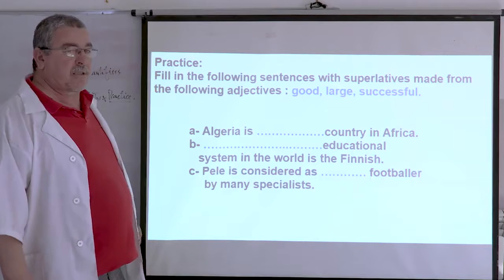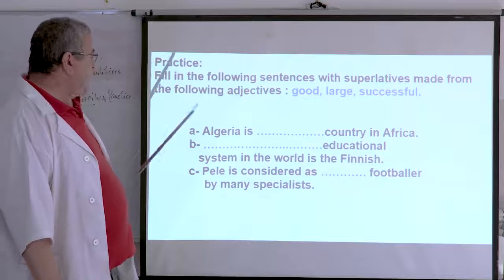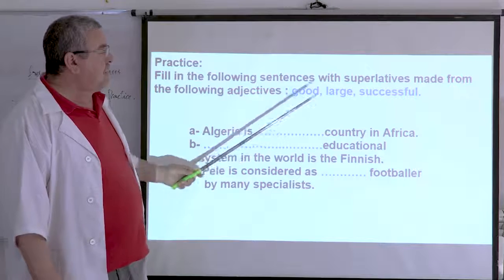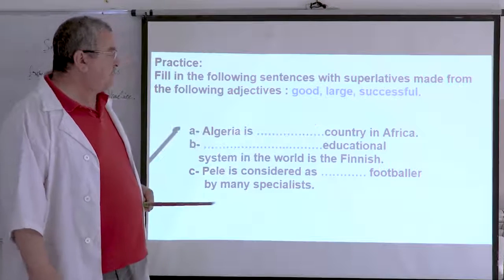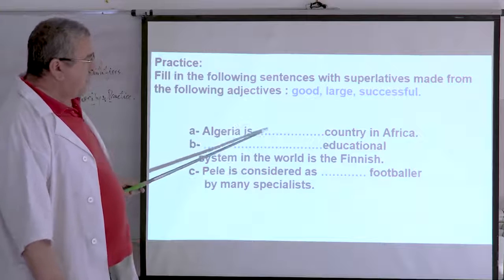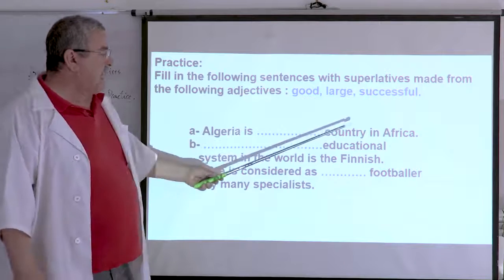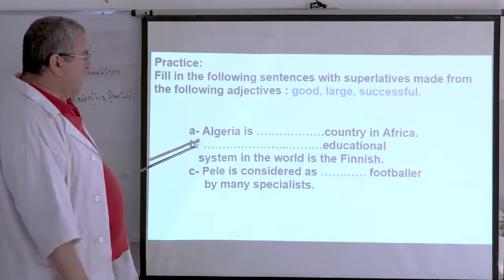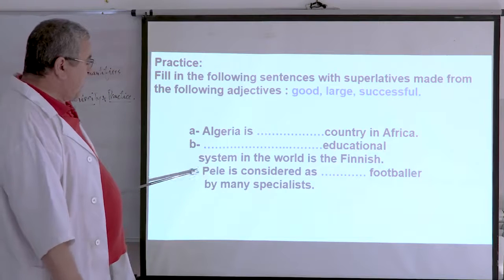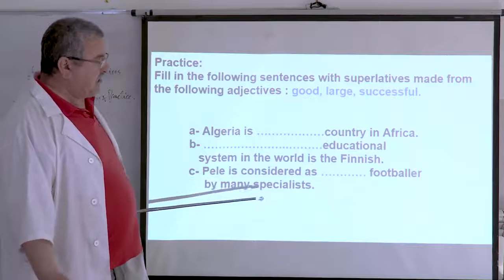Let's move to some practice now. Fill in the following sentences with superlatives made from the following adjectives. So we have adjectives good, large, and successful. We need these adjectives to form superlatives for each of these sentences. We have 3 sentences here. A, Algeria is country in Africa. B, educational system in the world is the Finnish. And C, Pelé is considered as footballer by many specialists.